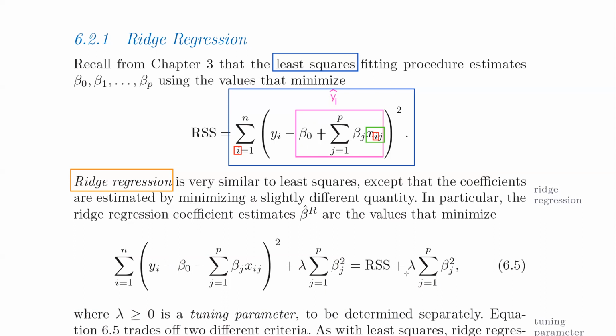And we select these by minimizing not the residual sum of squares, but instead we minimize the residual sum of squares plus, you see what this lambda is? Lambda times the sum of squared betas. Okay, where lambda, first of all, is non-negative, and it is what we're describing as a tuning parameter to be determined separately. And how are we going to determine lambda?